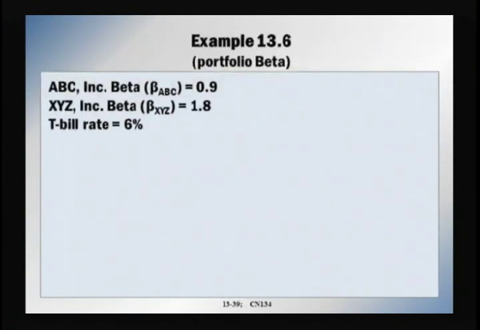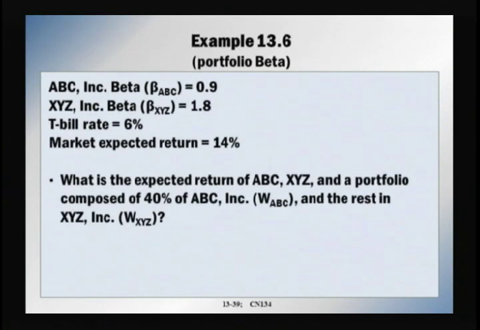Now, let's calculate a portfolio beta and use that to calculate the required return on a portfolio. Stock ABC has a beta of 0.9. Stock XYZ has a beta of 1.8. The risk-free rate, or T-bill return, is 6%, and the market return is 14%. We're supposed to calculate the expected return of each of those stocks, as well as the portfolio, if we put 40% of our wealth in ABC and the rest of it, the other 60%, in stock XYZ.